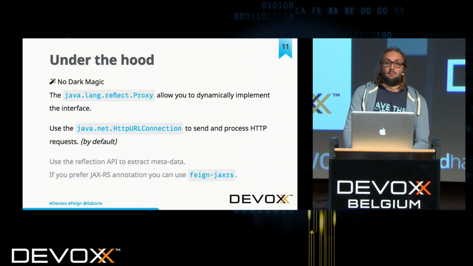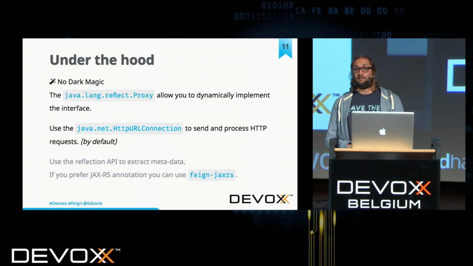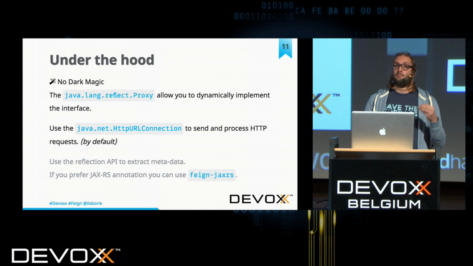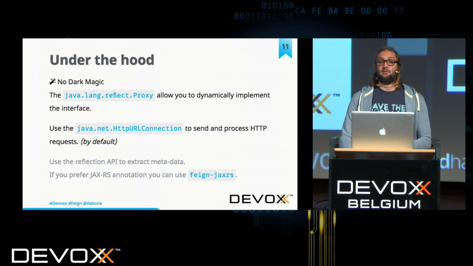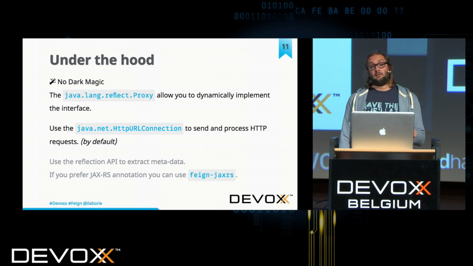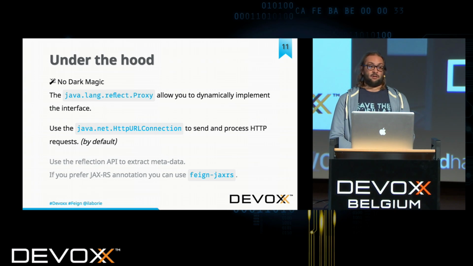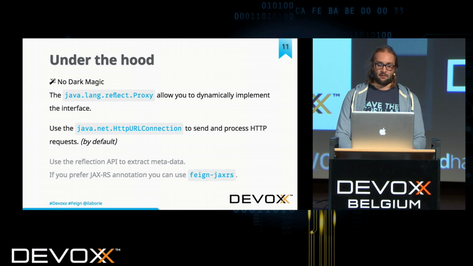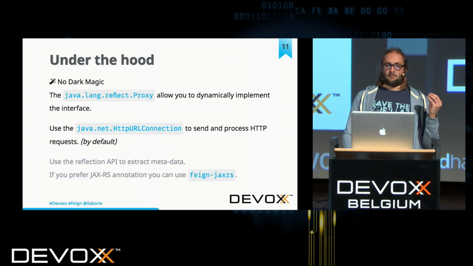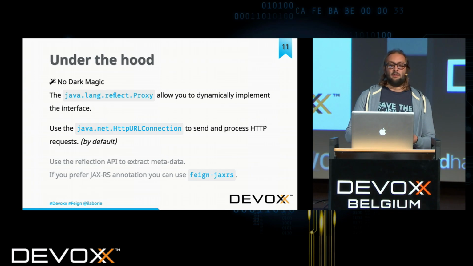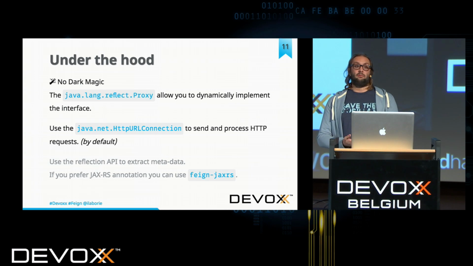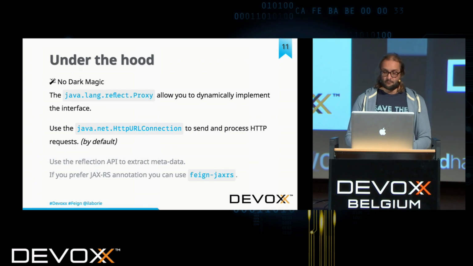How does it work? There is no black magic behind it. It's just using the JDK proxy class, which since JDK 1.3 allows you to create a dynamic instance of an interface if you provide an invocation handler. And of course, since JDK 1.1, you can easily do an HTTP connection, and it's a default implementation. You can plug in your own; we are going to see that later. If you are not happy with the Feign annotations, you can plug in your own contract by giving Feign the metadata you need, or use, for example, Feign JAX-RS.